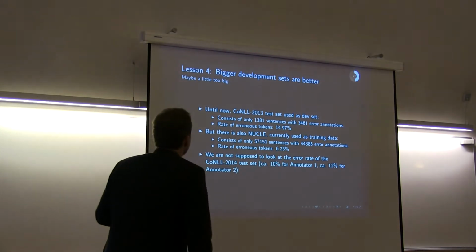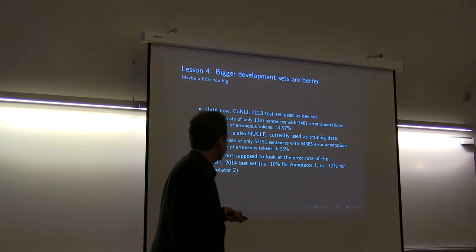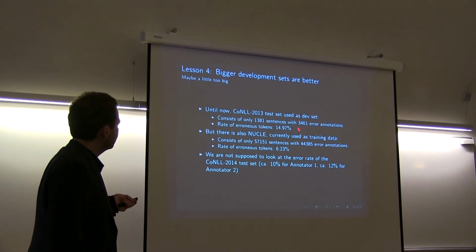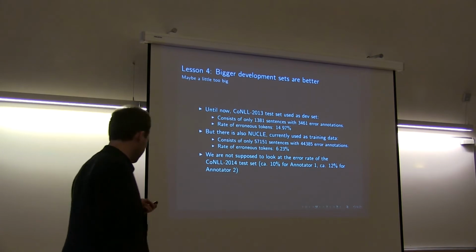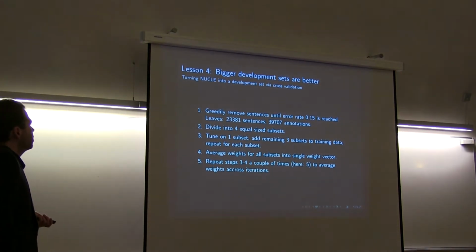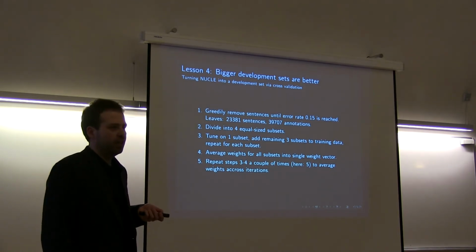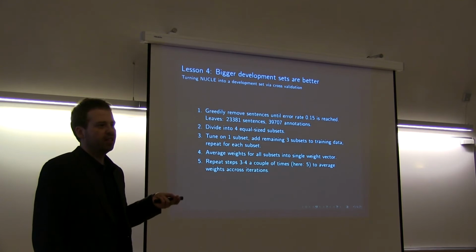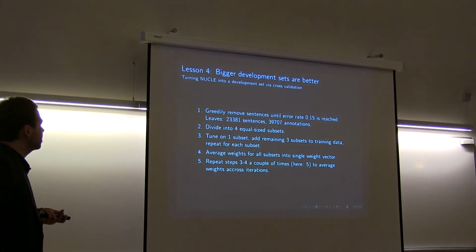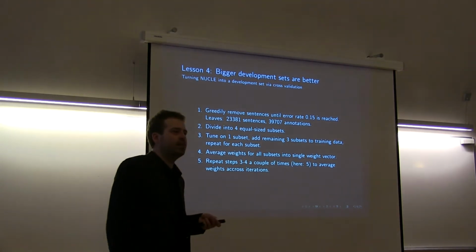the tuning step. We are also not supposed to look at the blind test set, but just to be complete, the error rate is around 10% for annotator 1 on the blind test set, and around 12% for annotator 2. So it's still quite close to the error rate of the dev set. So what we decided to do was to, and what we can do, we cannot do that with machine translation, is to greedily remove sentences from NUCL until an error rate of 0.15 is reached. This is quite easy. So we just remove correct sentences, and the error rate will go up. So in the end, we have around 23,000 sentences with 40,000 annotations, where the error rate is quite exactly 0.15, so quite exactly the same as in our dev set.